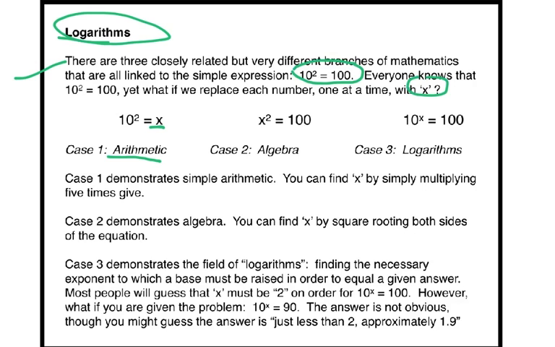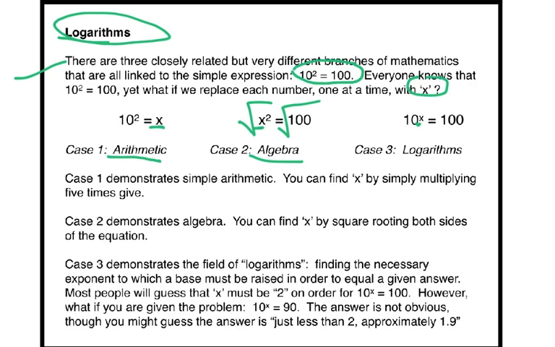Next, what if we replace the 10 with an x? Now we have x squared equals 100, and this is algebra. Because in order to solve for x, we'd have to say x is being squared, so square root both sides, and you get x is equal to 10 or negative 10. This is algebra. However, what if we replace the exponent 2 with an x?